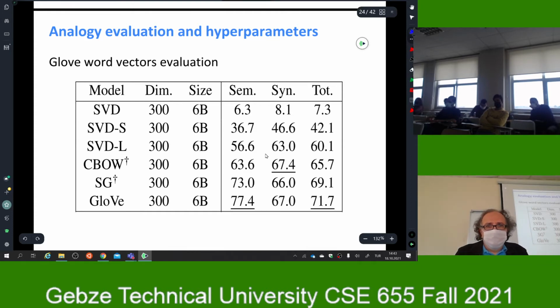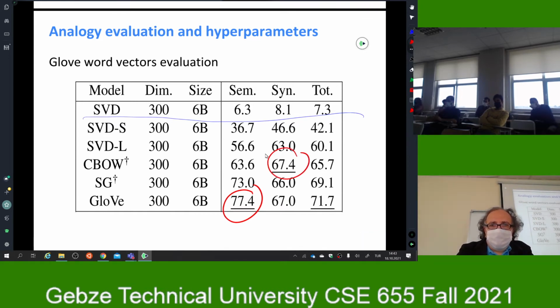As you see, SVD is doing very badly. The best ones come from GloVe for the semantic, continuous bag of words for the syntactic, but in total GloVe is a little bit better than the other ones. But compared to the other alternative methods, which are 42s and 60s, this is much better. So it's an evaluation technique using the analogy example that I gave you.